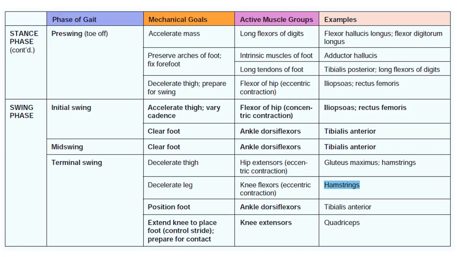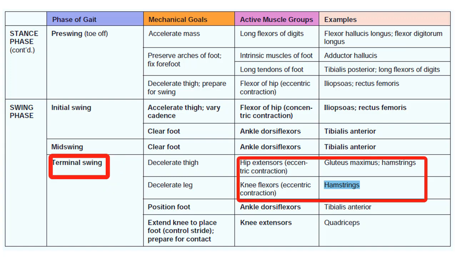In this table, the phases of the gait cycle are shown, and you can see there are two phases of gait cycle: the stance phase and the swing phase. The swing phase again has three phases: initial swing, mid swing and terminal swing. During the terminal swing phase of walking, hamstrings eccentrically contract and resist hip flexion and knee extension. So by resisting these movements, they facilitate their normal function, that is hip extension and knee flexion. So they help us in walking during this phase of the gait cycle.